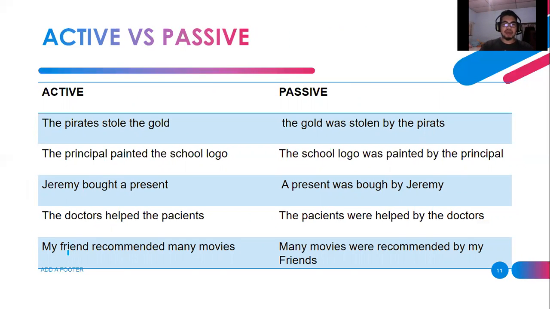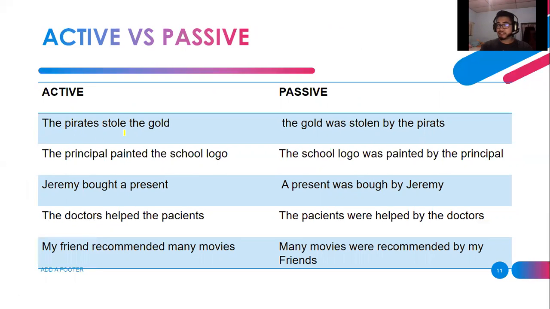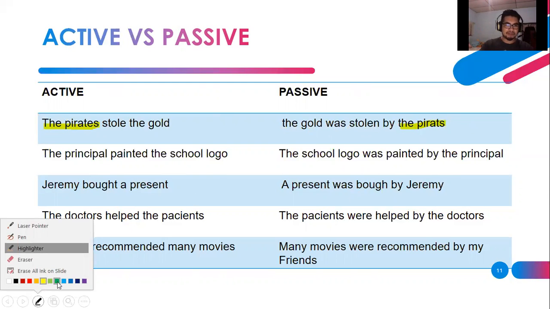We have the pirates. Let me change the color so you can see it better. The pirates stole the gold, okay? The pirates stole the gold. I will mark the same things with the same color so you notice the difference. First, the subject over here is the pirates. You notice that it's at the beginning of the sentence, but notice in the passive voice, the gold was stolen by the pirates. Now the pirates are the object, okay? And that's why we have it in yellow over there.